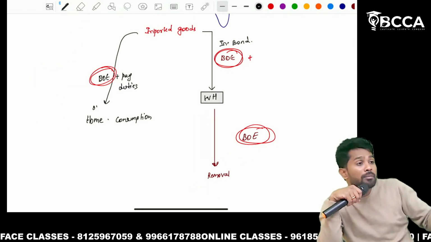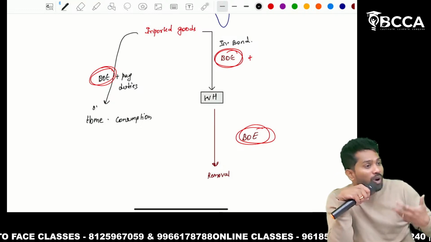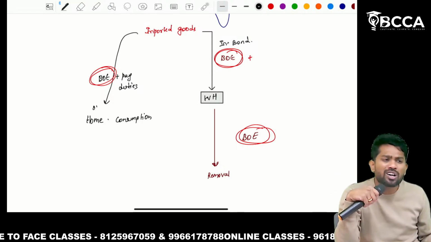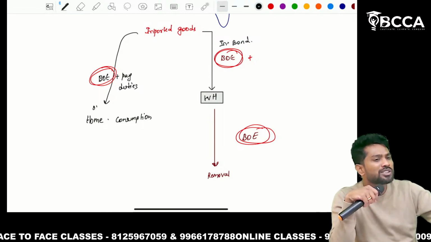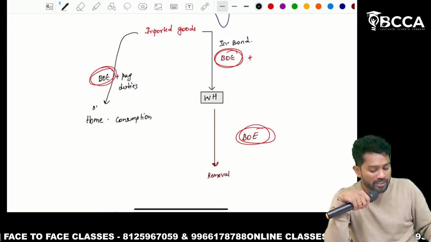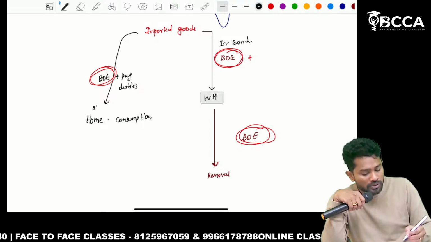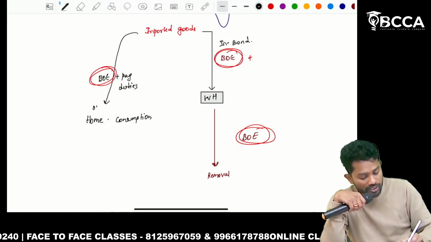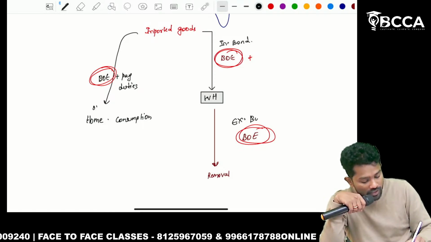When the goods are being removed from the warehouse, whatever bond you executed is no longer needed because you will be paying duties. So the bond will be given back to you. When you are exiting from the warehouse, it's called ex-bond bill of entry.